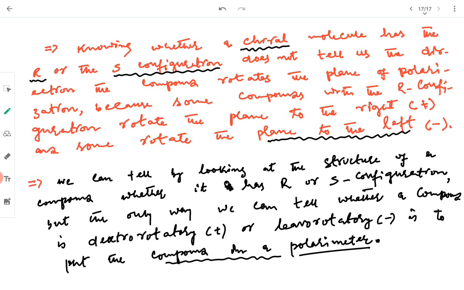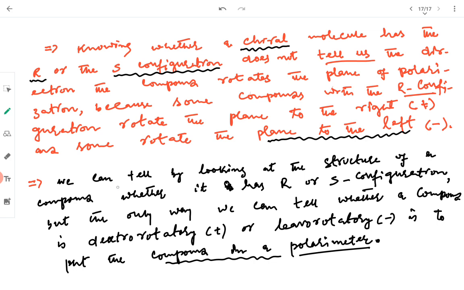Knowing whether a chiral molecule has the R or S configuration does not tell us anything about the direction in which the compound rotates the plane of polarization. So R and S will tell you nothing. Suppose you know a compound is R, you cannot say whether it will rotate the plane of polarization to the right or left, because some compounds with the R configuration rotate the plane of polarization to the right, and some rotate it to the left. We have already discussed this point in previous slides in this lecture.